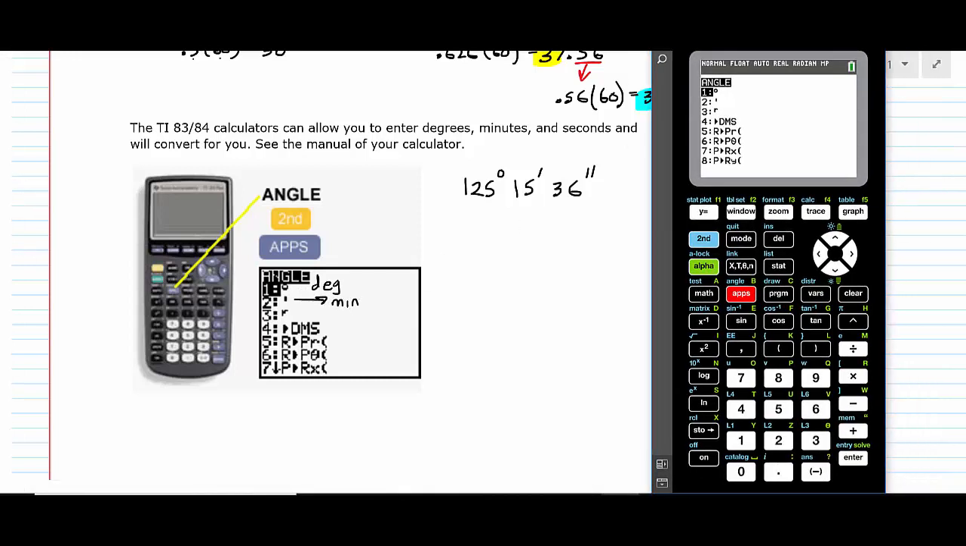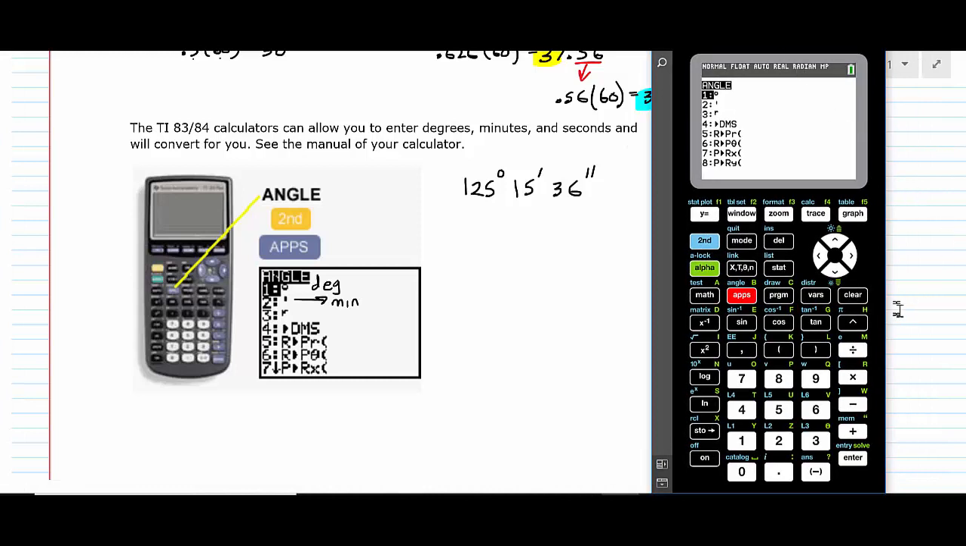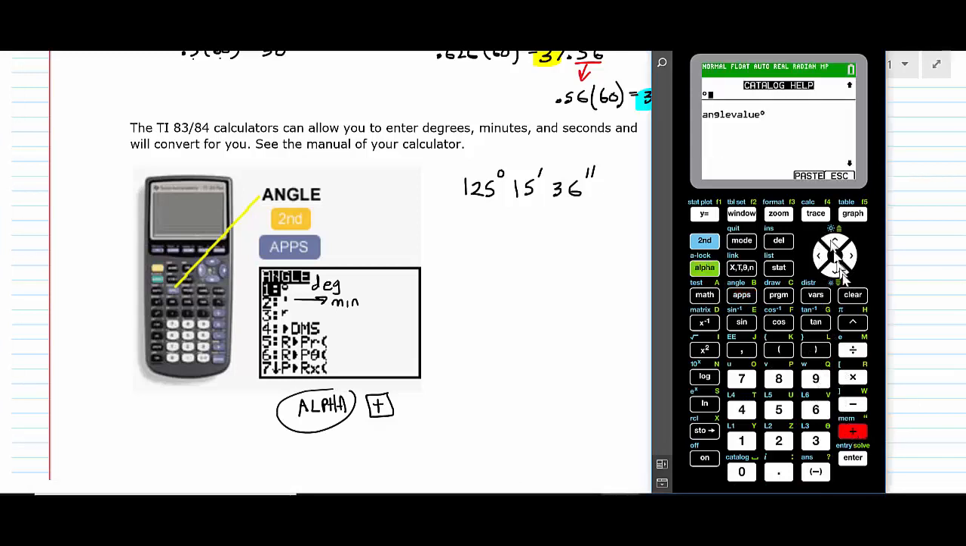I have no idea why they made these calculators this way. It doesn't make any sense to me at all. This is where the seconds is. You've got to go alpha. You press the alpha button, and then you press the plus button. That's usually in a different color like green. So if I go alpha plus, that's where I'm going to find that particular thing. All right, so you can go like this then.